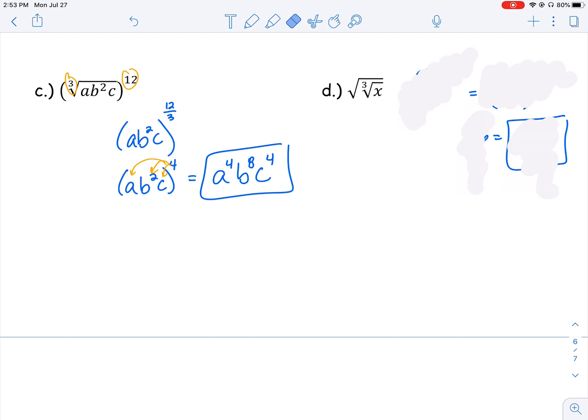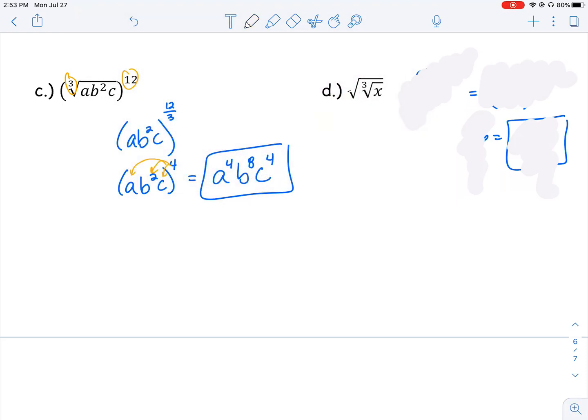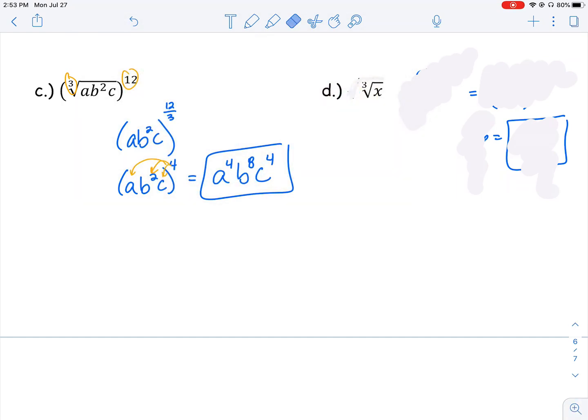All right, D says that I have the square root of the cube root of x. Let's take this one step at a time. Let's pretend like this square root wasn't here. If that square root wasn't there, could I ignore that for a second? And could I really say that I have x to the 1/3 power? If I have x to the 1/3 power, now the square root's there, so let's put it back. I really have the square root of x to the 1/3 power.